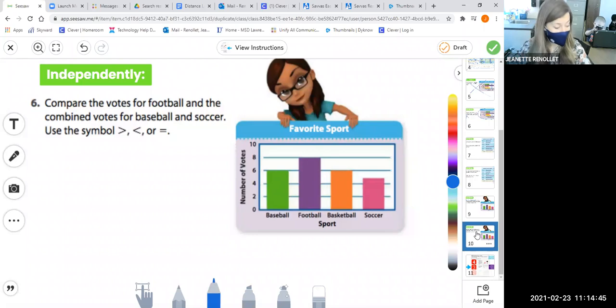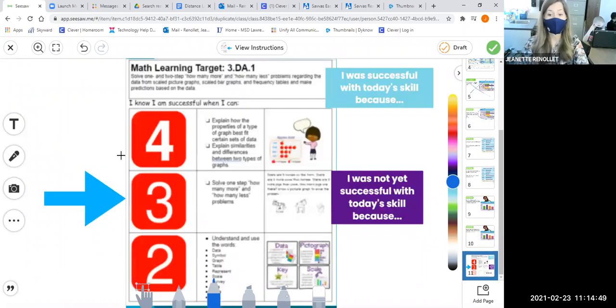After your lunch and recess, you will have extra time to get this wrapped up. Don't forget to reflect. How are you feeling about solving how many more or how many less questions using data and graphs? Tell me how you're doing. Are you successful yet or not yet? Still working on those skills.